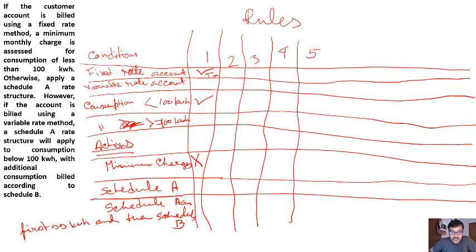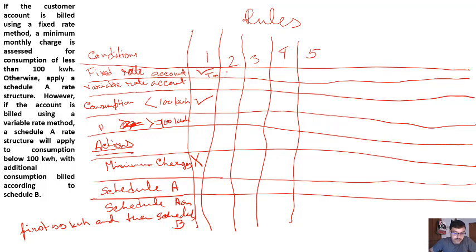So this is the fixed rate account, and the consumption is less than 100 kilowatt. In that case, the action is minimum charges. Every time, all the actions are to be put in a cross sign. Each and every time, all the actions are described here with a cross sign. Do not use any other sign in the action field. Okay, this was the first condition.